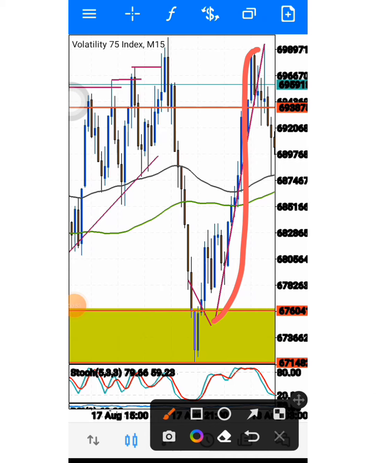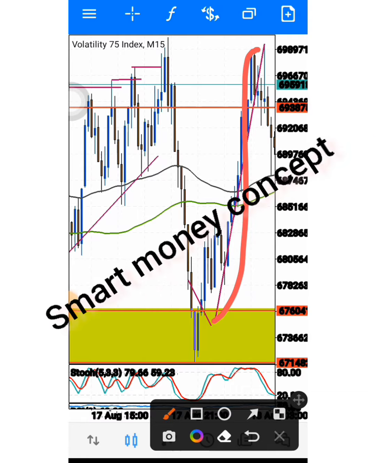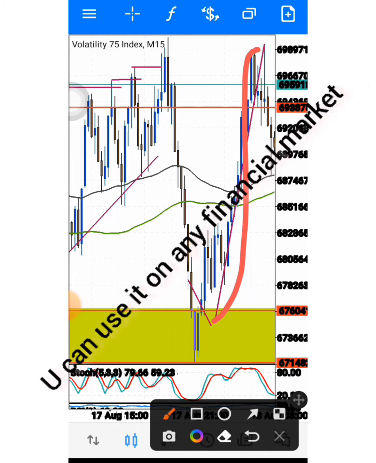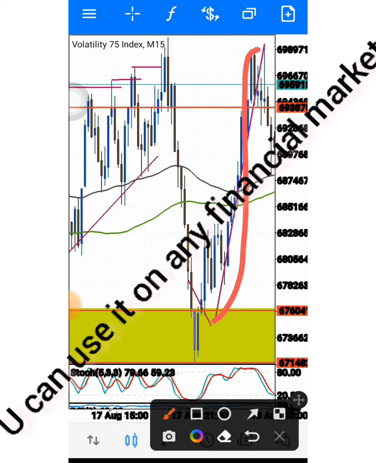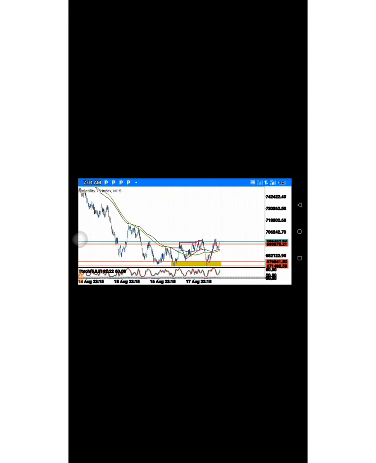I've been posting this strategy for a while. It is the smart money concept strategy. Mostly currency traders use it, but after learning it, I found out that it does happen on the synthetic index also. So let's do it right away. The 15 minutes time frame.